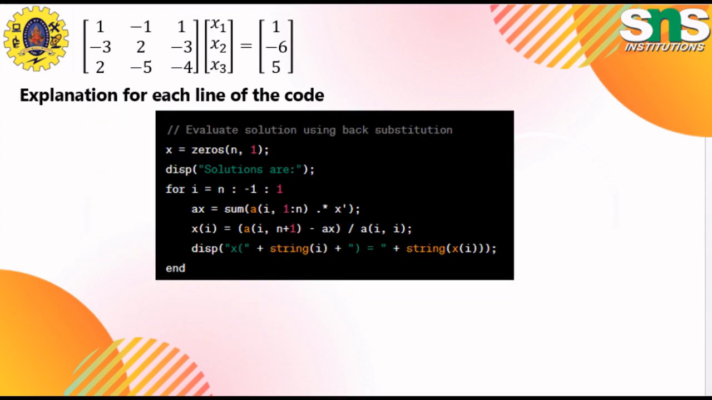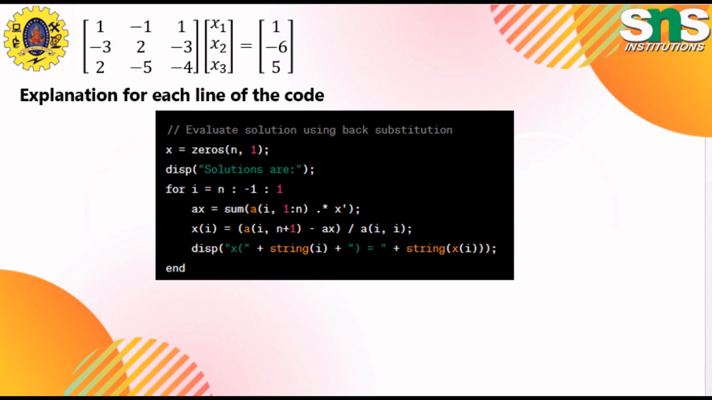This loop performs back substitution on the matrix to find the solution to the system of linear equations. X is a column vector that will contain the solution to the system. The loop iterates over each row in the matrix starting from the bottom.